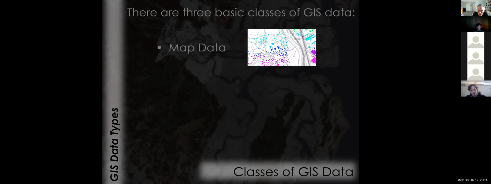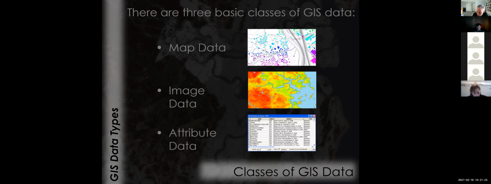So there are three basic classes of GIS data. The first is map data, and we'll talk about each of these in a little more detail. The second one is image data, and the third one is known as attribute data. Map data is the vector image format that's used in GIS. Image data is the raster image format, and attribute data is data in a tabular form that is all of the specific information about the features that are showing up on the map.